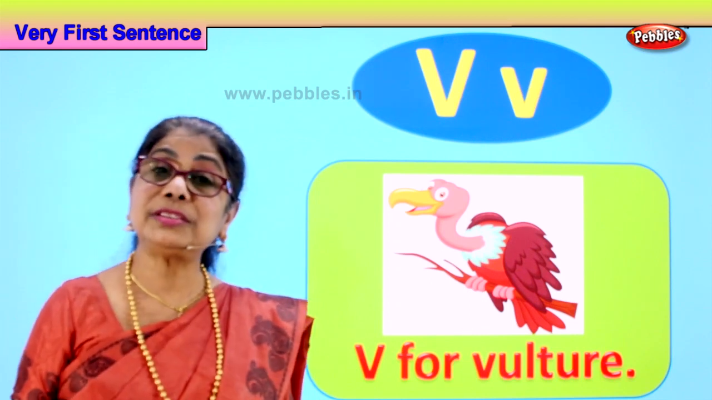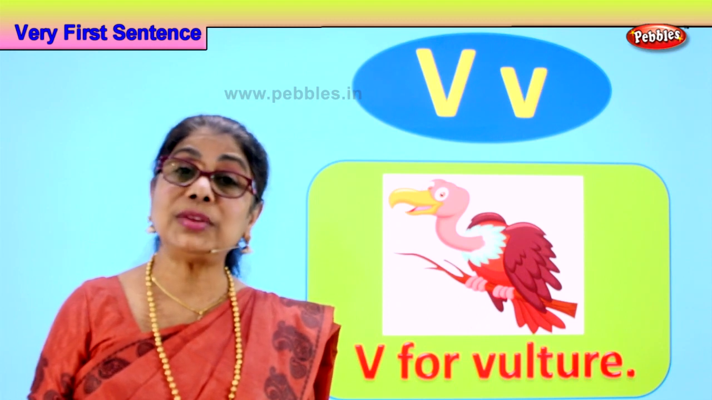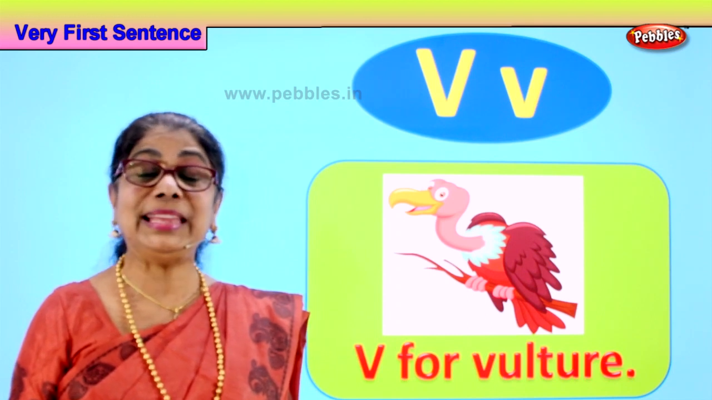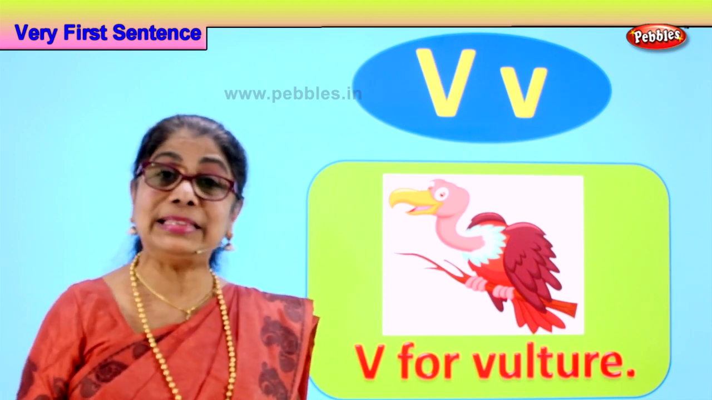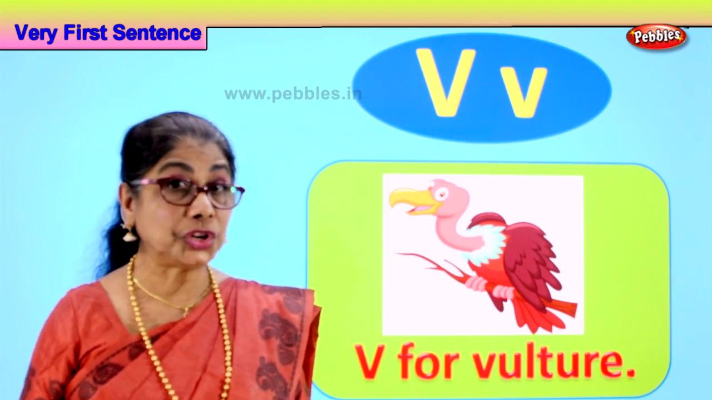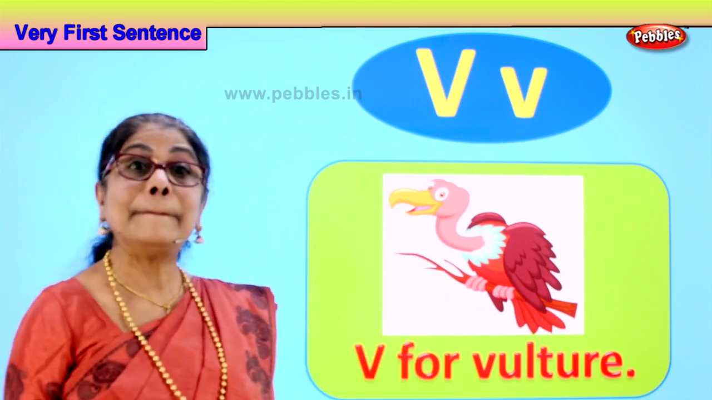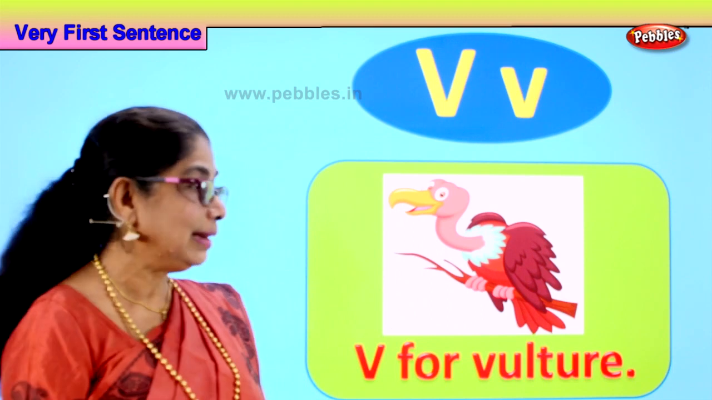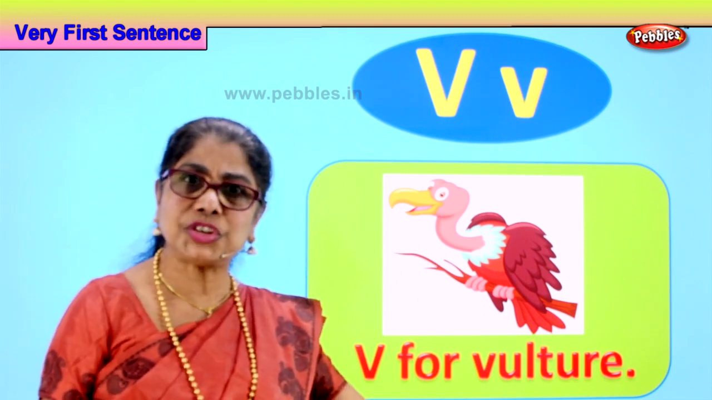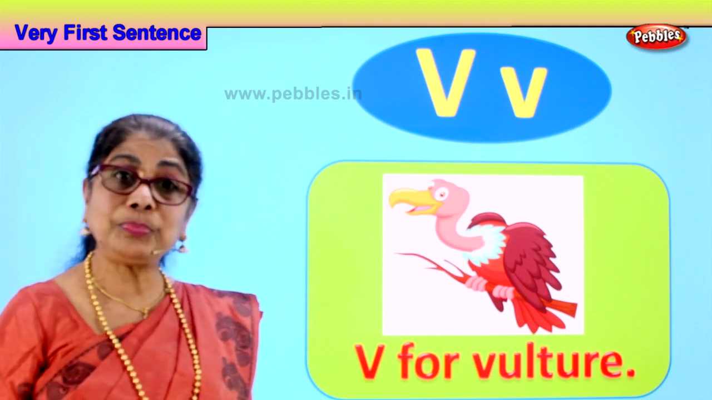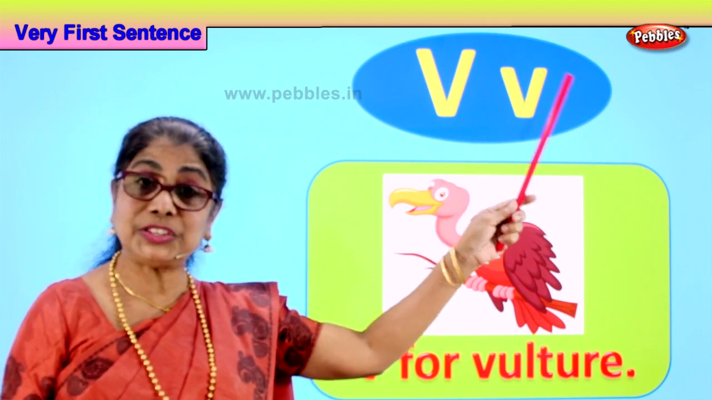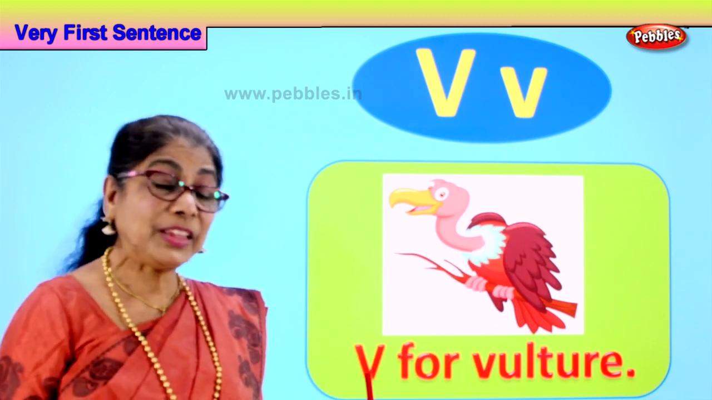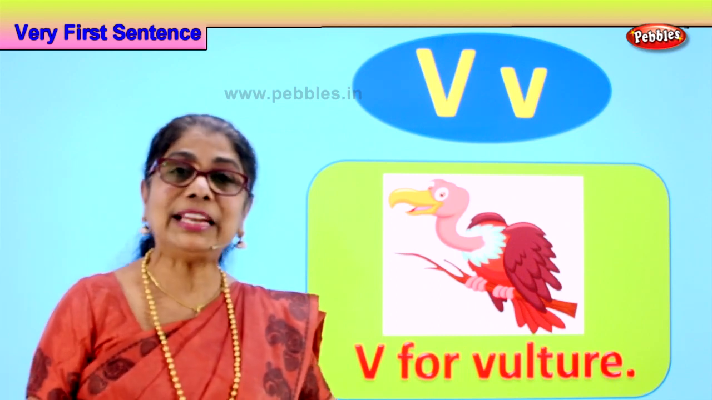Now, vultures live high on top of tall trees, up in the mountains. The vultures normally eat the leftovers of dead animals, keeping the place clean. They have very sharp eyes and they have hooked beaks to tear the flesh of little animals or dead animals. Let's read. V for vulture. Read it again. V for vulture. Capital letter V, small letter V, sound V. Bird, vulture. Let's read. V for vulture. Let's go to our next picture.